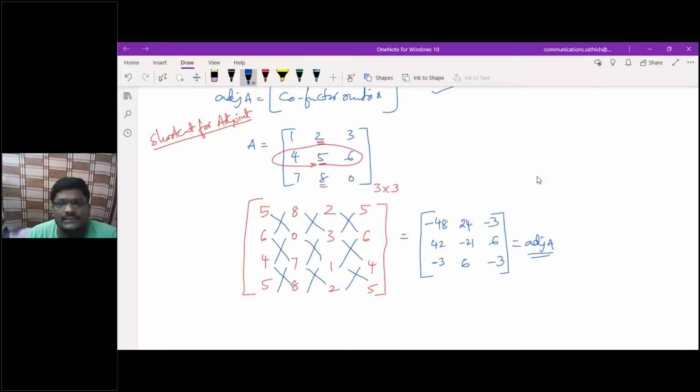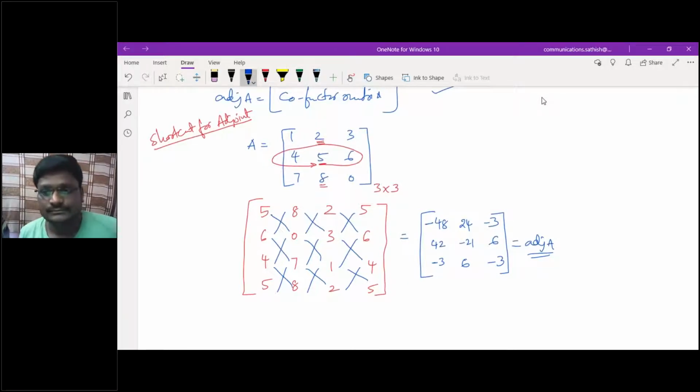Yes, sir. Is this process clear, or is your earlier procedure clear? Which one is easy? Shortcut is easy, sir. So now you got the process. Once you have this, you can directly get the inverse of a matrix. Am I right or not? Is it okay, all? Yes, sir.